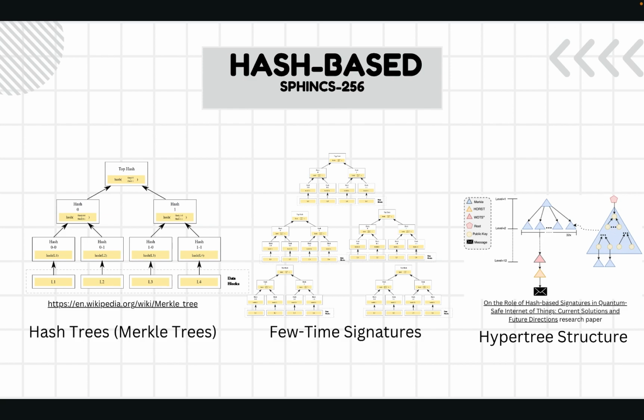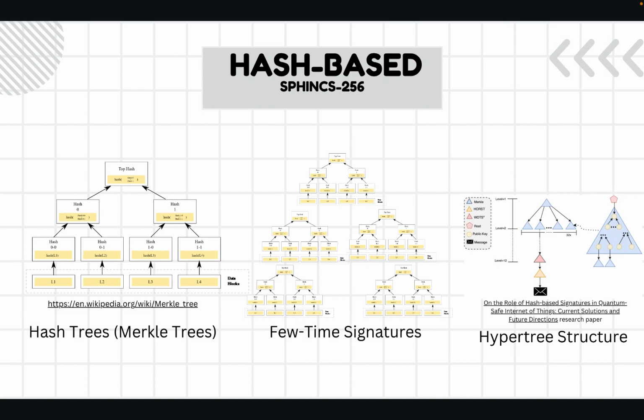So let's take a short summary of the hash-based scheme, SPHINCS+ 256. SPHINCS+ is a combination of three components: hash trees, few-time signatures, and the hypertree structure. For the hash tree, or Merkle tree, this is the fundamental component where the leaves represent data blocks, and each non-leaf node is the hash of its children. The Merkle tree allows efficient and secure verification of the content in a large body of data.